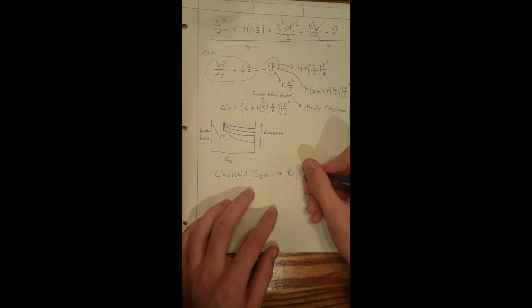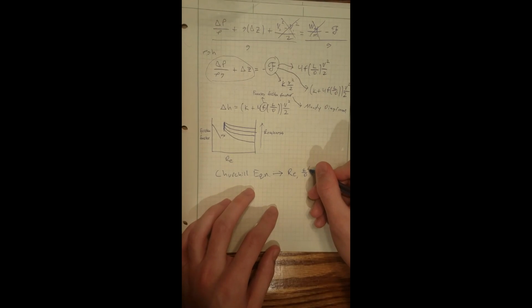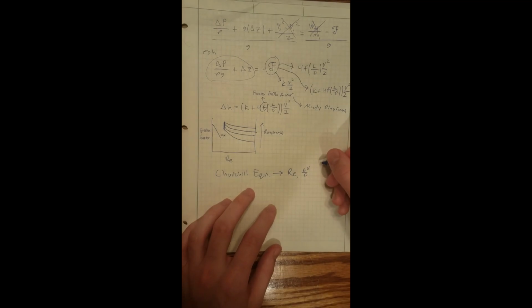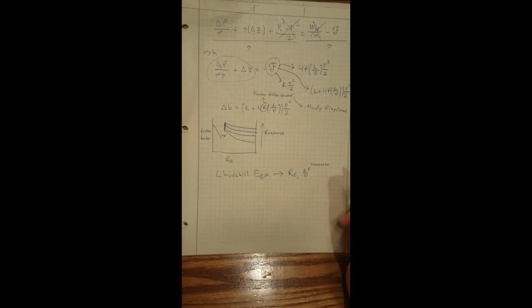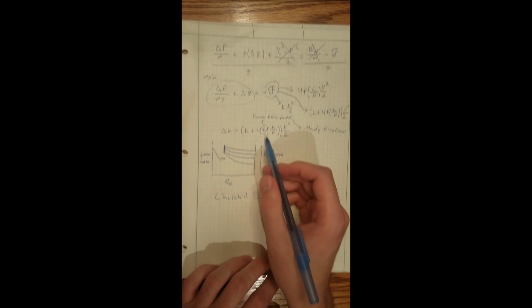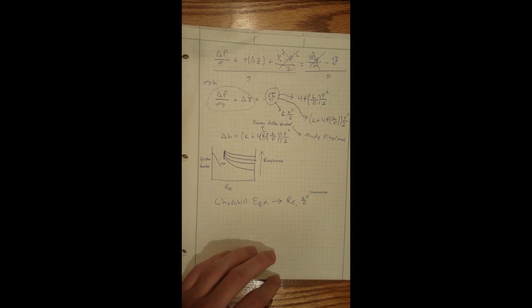and something called epsilon over D, where D is the diameter of your pipe and epsilon is some roughness factor, kind of like an average roughness. So from there, going back to this equation, we'll know our Fanning friction factor.